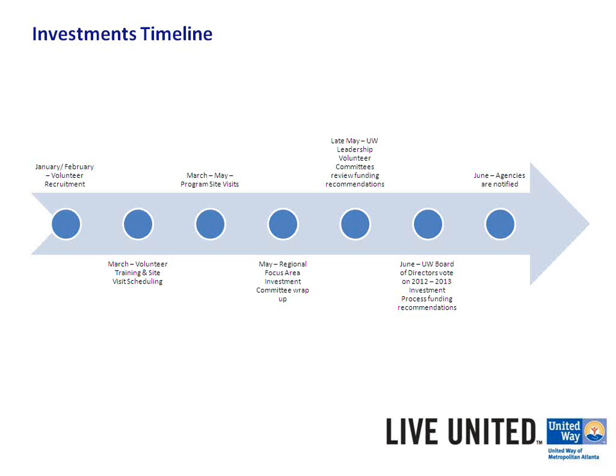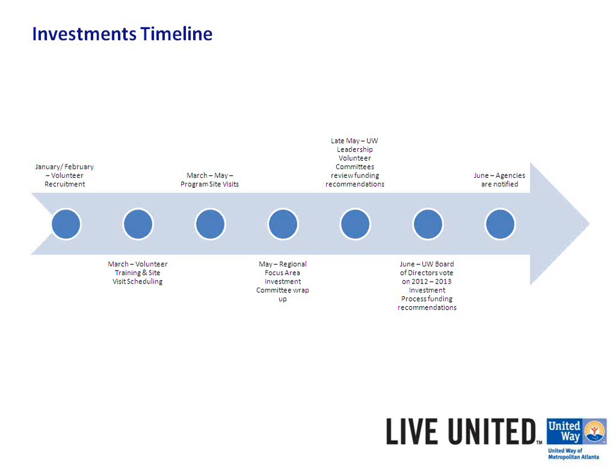The chart that you see in front of you is the investment timeline. This timeline gives you an idea of when to expect things. In January, February, we did a lot of our volunteer recruitment. In March, we are conducting our volunteer training and site visit scheduling. From March through May, program site visits will be conducted. In May, the Regional Focus Area Investment Committee conducts the wrap-up.